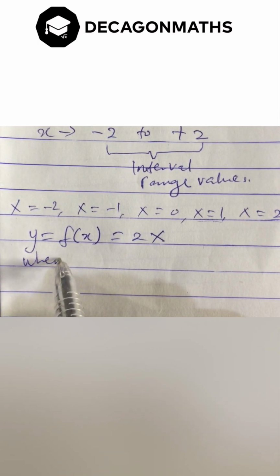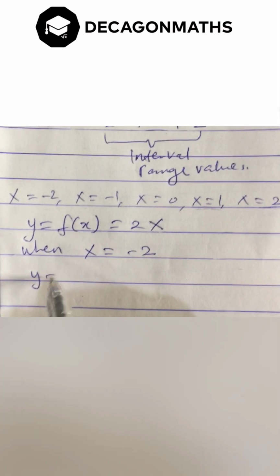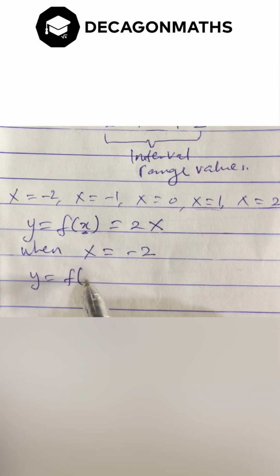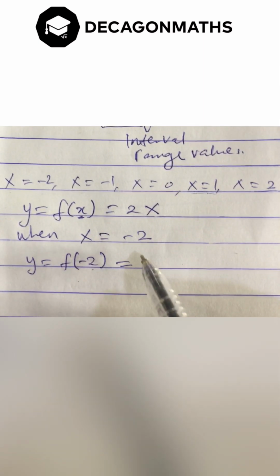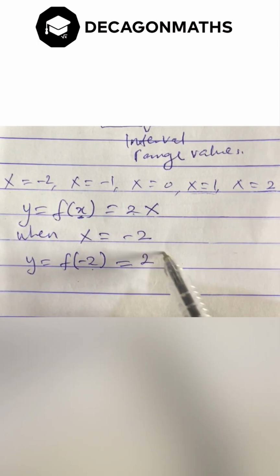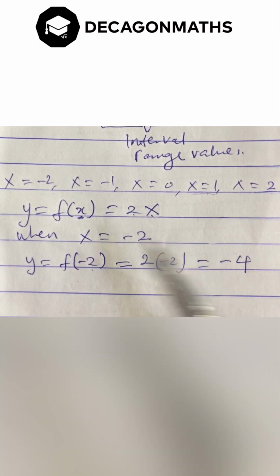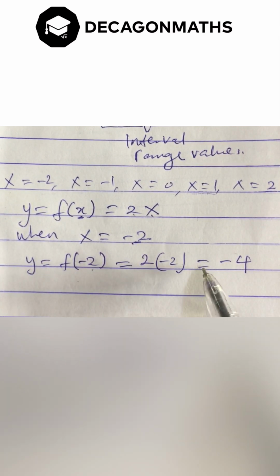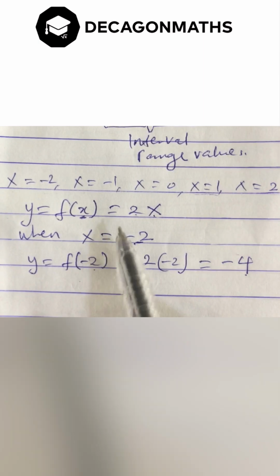And when x equals -2, we have that y will equal f of -2. Now this x is -2, so we write it like this. That means x now is -2 in 2x. That is 2 multiplied by -2, so our value will now be -4. That means when x is -2, the corresponding value of the dependent variable, which is y, is -4.